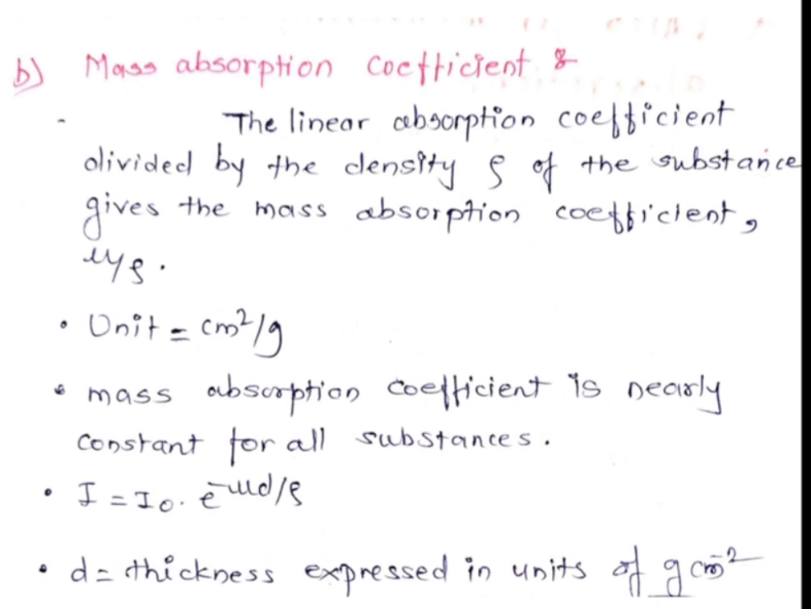The equation is given here, I = I0 e^(-(mu/rho) d). Again, I is the intensity of the radiation which passes through the matter. I0 is the initial intensity of the radiation which we have bombarded on the matter. Here mu is the linear absorption coefficient, d is the thickness expressed in gram per centimeter square, and rho is the density. So this is the equation of the attenuation. So mu by rho is the mass absorption coefficient, included in the equation of the intensity.